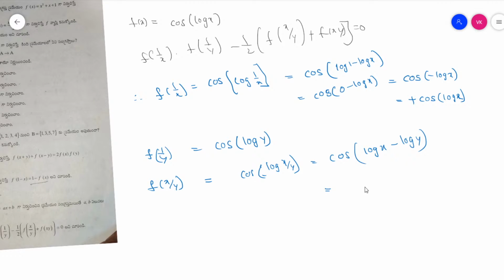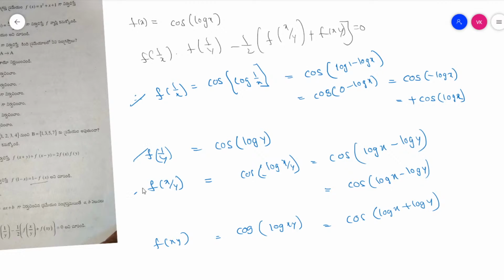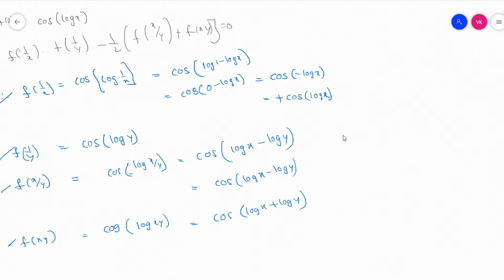So f of x by y is cos of log x minus log y. And for f of xy, we can write cos of log xy, which is cos of log x plus log y. Here are the four values: first one, second one, third one and fourth one. Let's go for the question now. Let's go for question 1.